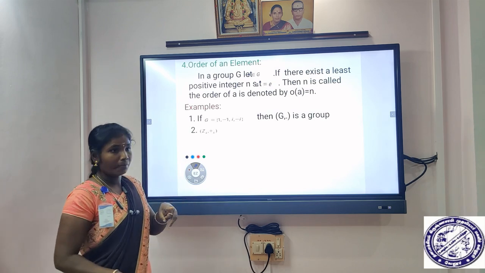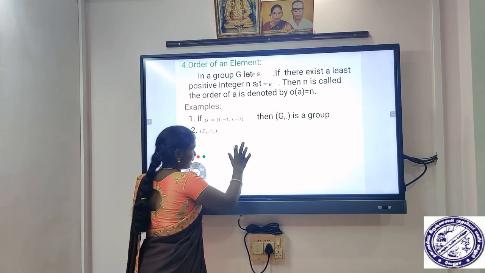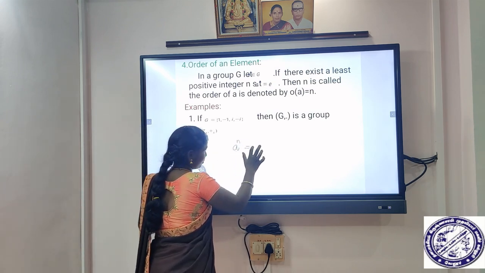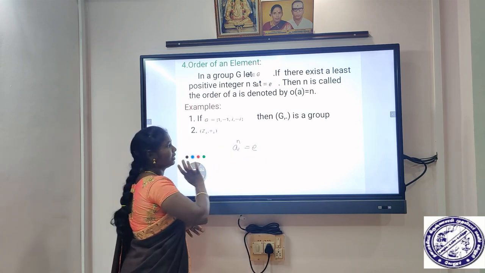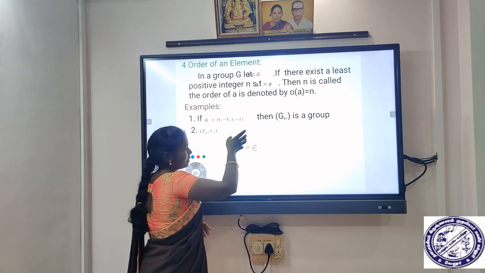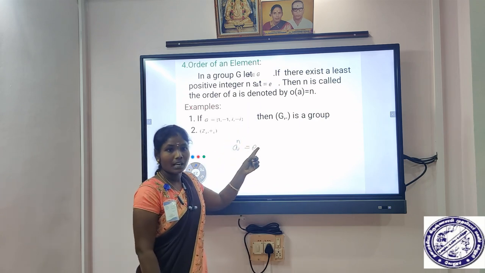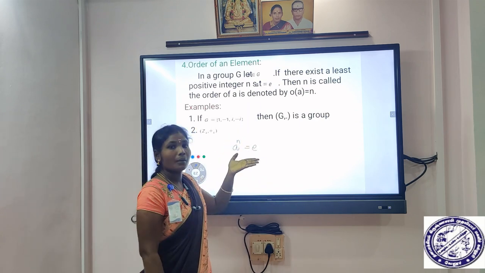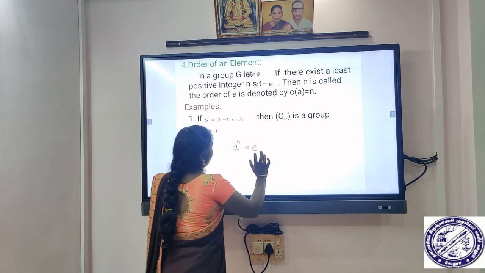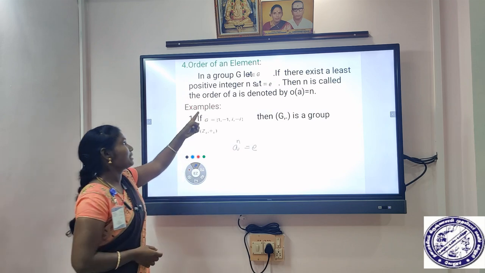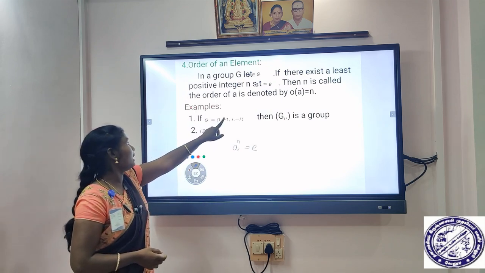So, order of an element: the condition is A power n equal to E. A is an element in the given set. n is the least positive integer. E is the identity element with respect to the binary operation. Okay. Next, an example of the order of an element.